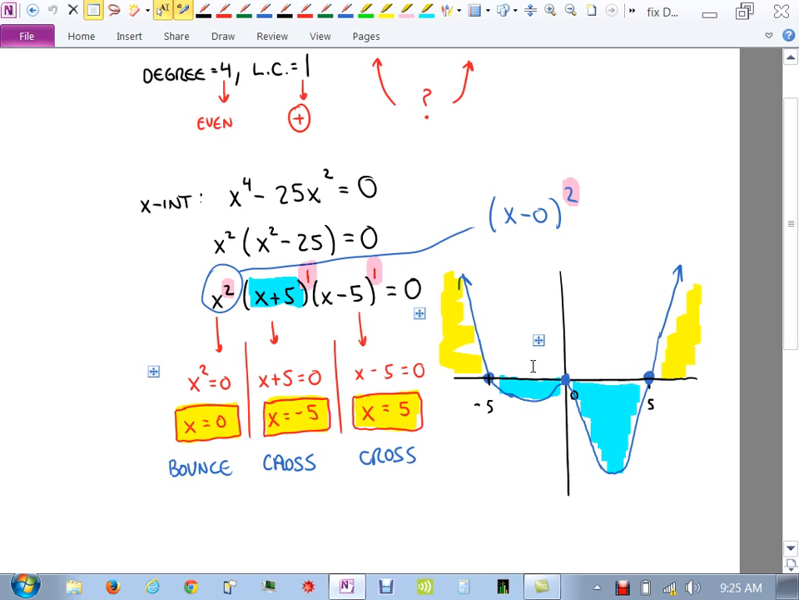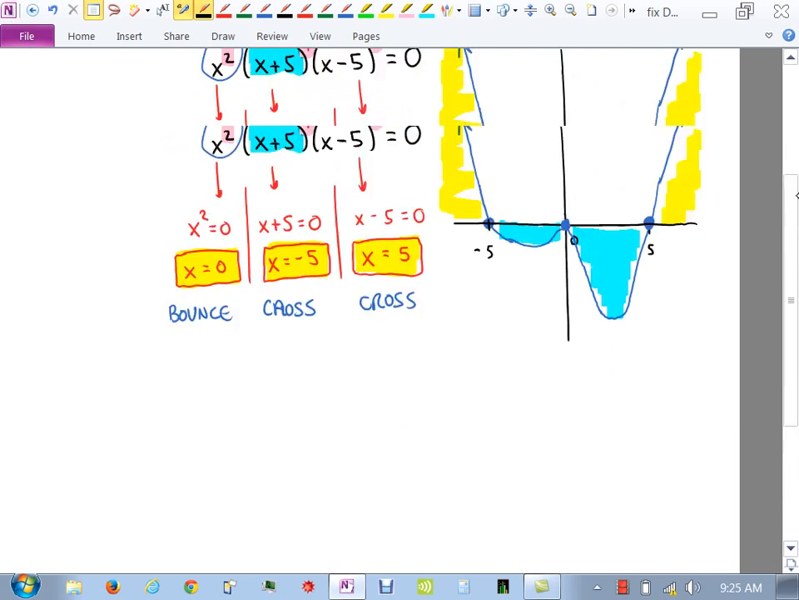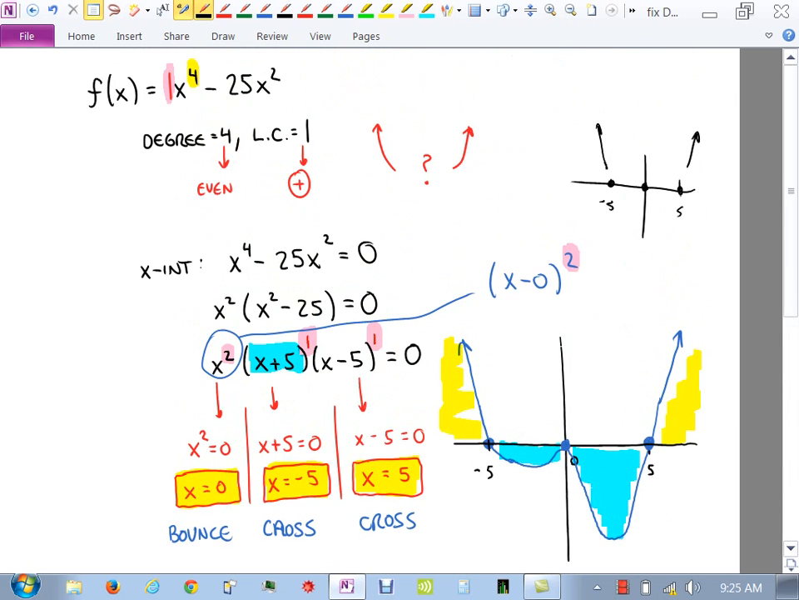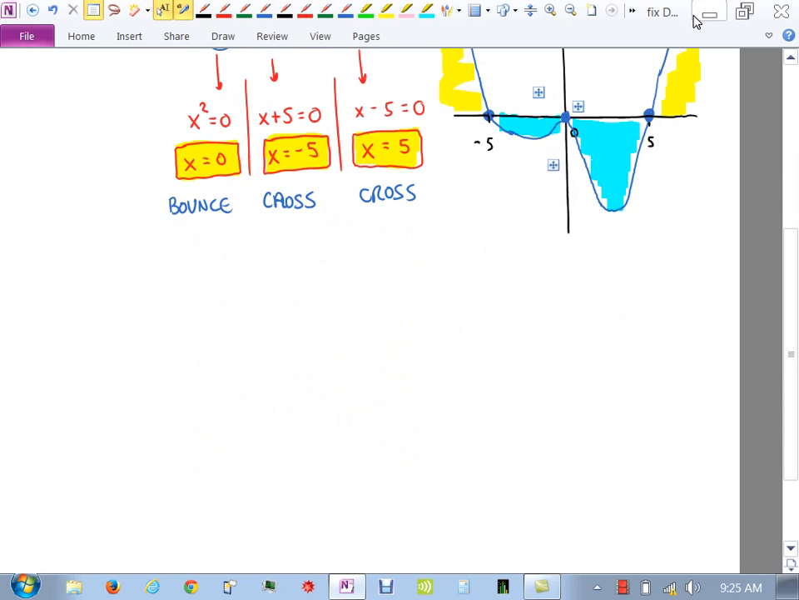So when I drew it, what I'll do here is I'll draw it again just so we see it. Put the x-intercepts, 0, 5, -5, and then we know the left side goes up, right side goes up, and then we know that we cross through at -5, we bounce off at 0, then we come down, then we go back up and cross through at 5. So that was pretty much it for that.